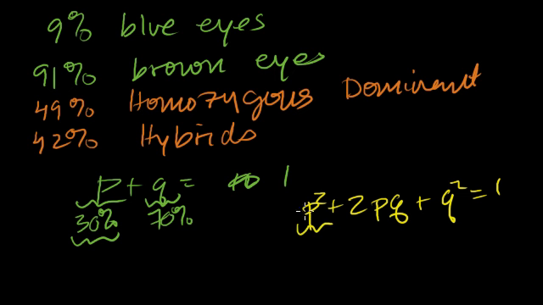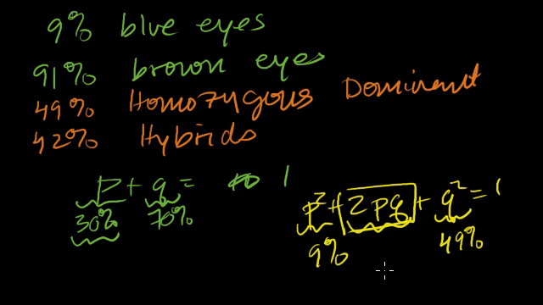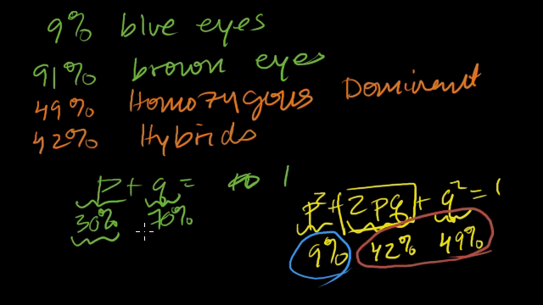This is the percentage of the population that has blue eyes. They have 2 blue alleles, so that's 9%. This is the percentage of the population that has 2 brown alleles, homozygous dominant, so that is 49%. And then this 2PQ term is what's left over. So 9 plus 49 is 58, and this is going to be 42%. 42% are hybrids. And if I just talked about phenotypes, I'd say 9% have blue eyes, and the remainder, 91%, have brown eyes. So hopefully you found that reasonably useful.